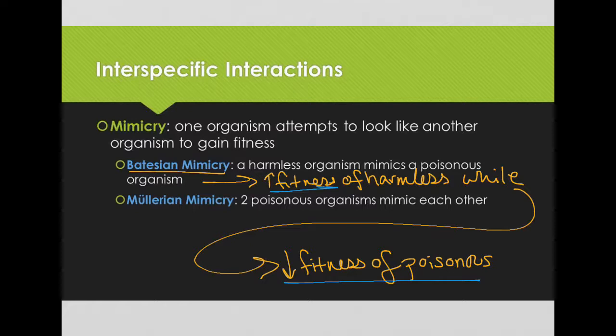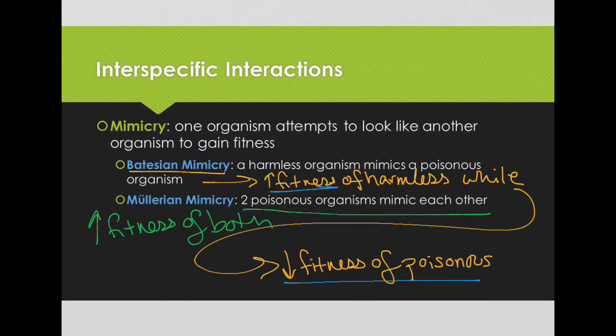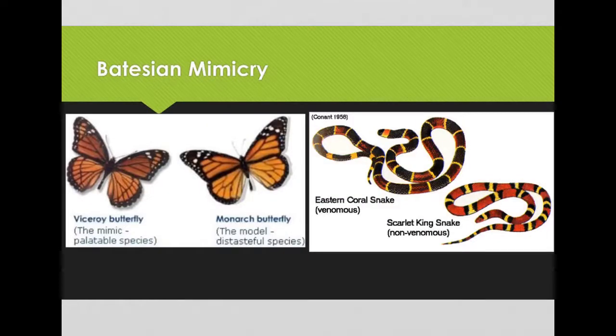There's also Müllerian mimicry, where two poisonous organisms mimic each other, and this increases the fitness of both. So Batesian mimicry, where one is poisonous and one is not.